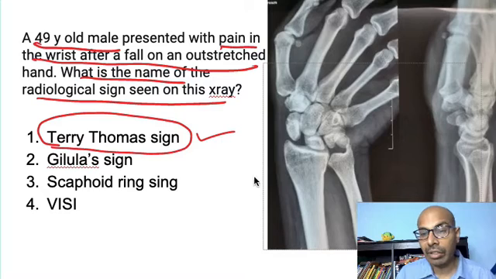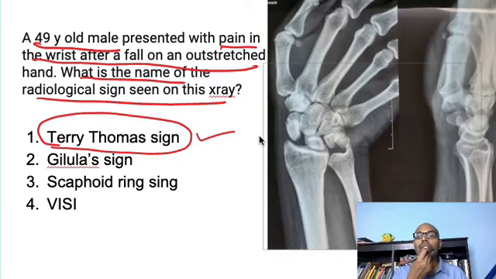Why is it called Terry Thomas sign? Because a British comedian had a gap in his teeth similar to the scapholunate dissociation or a scapholunate ligament injury, and therefore it was named after him and called Terry Thomas sign. Quite a few of you got this correct, so it's a difficult question. I'm very happy about that as well.